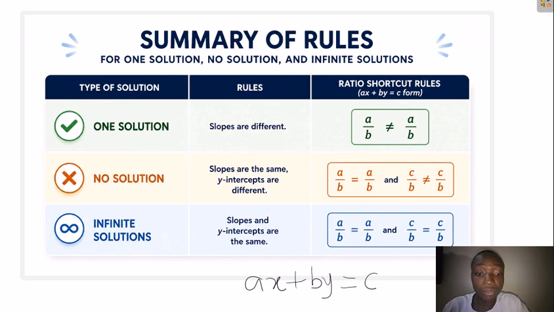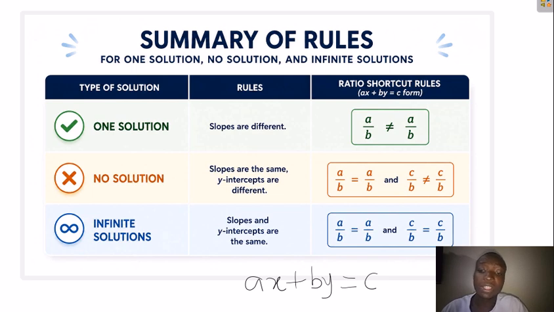Usually you have two equations, and for each of the equations, you need to write a over b, the coefficient of x divided by the coefficient of y, which is basically your slope. If the slopes are not equal, then you have one solution. What that means is that the lines intersect, which means they have one solution.